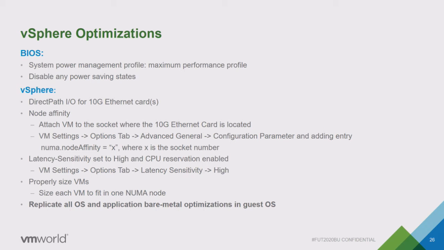And also, we recommend right-sizing the VM. In this case, it's not good to create a very large VM because that will lead to additional maintenance overheads. So just make sure your VM can fit into one NUMA node. And finally, you need to replicate all the OS level tunings from the bare metal in the guest OS. For example, the server adapter tunings and the kernel configuration tunings in the Linux guest OS. So that's all the virtual tunings we have done in the newer proof of concept.